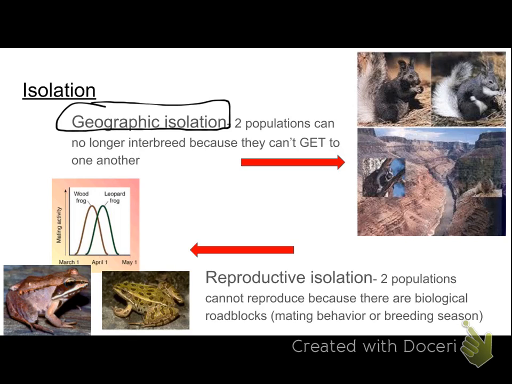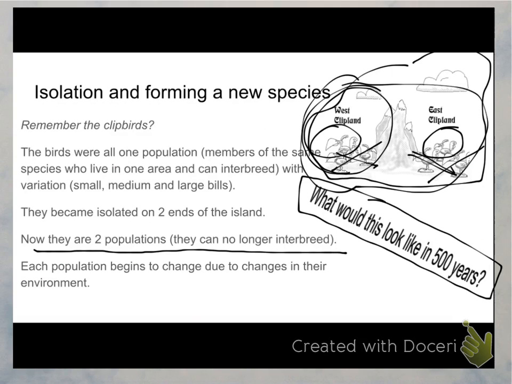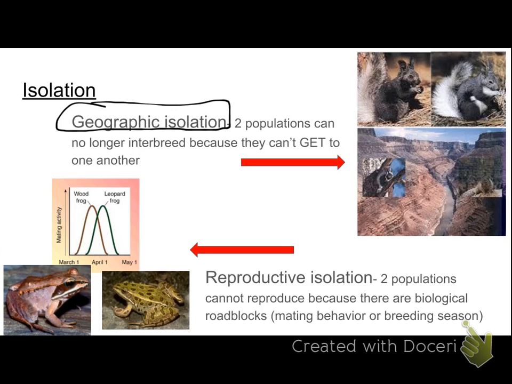So geographic isolation is when two populations aren't reproducing together because they can't get to one another. Sure, they'd love to mate. They can't get there. So the clipbirds were an example of geographic isolation. They couldn't get to the other side of the island to mate with other birds.